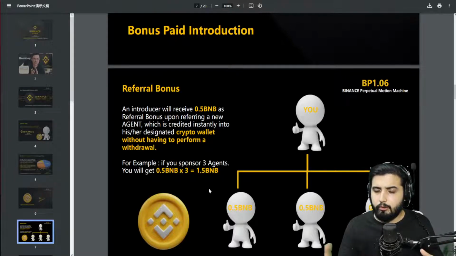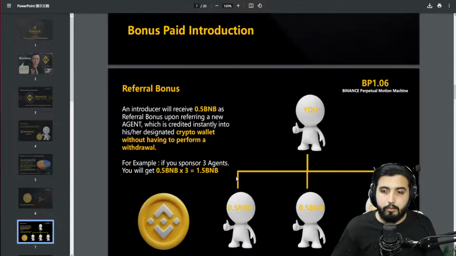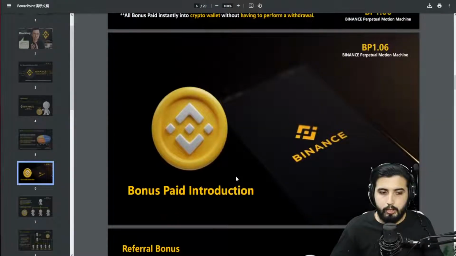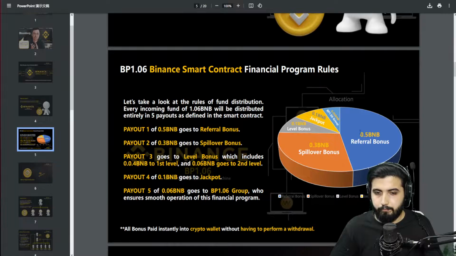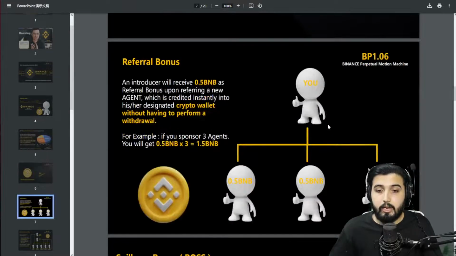And you can do the rest of the calculation on how much you can make. So I'm just going to go over this whole thing one more time. We have 3 different bonuses. We have the referral bonus, which is 0.5 BNB. We have a spillover bonus of 0.3 BNB, and we have 0.1 BNB as level bonus, and we have 0.1 BNB for jackpot. And this is how it is broken down.